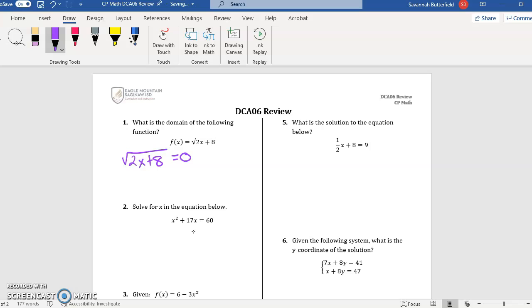So if we set it equal to 0, start by squaring both sides, we get 2x plus 8 still equals 0. So we're going to subtract 8, and we get 2x equals negative 8. Divide by 2, we get x equals negative 4. Now that is the smallest possible value that you can get on this function. Since it's a square root function, our y values only get bigger. Again, we cannot go negative. So we're going to say x is greater than or equal to negative 4.